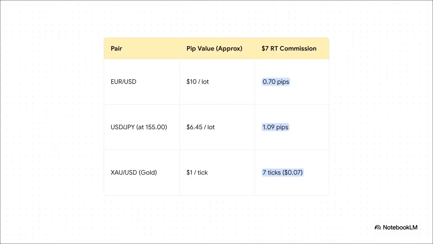So let's look at some real-world examples. A pretty standard $7 round-turn commission on Eurodollar, where a pip is worth $10, costs you 0.7 pips. Okay, not bad. But look at dollar/yen. That same $7 commission is over a full pip. That's a huge difference. And on gold, it's 7 ticks. You absolutely have to know this number for every single instrument you trade.